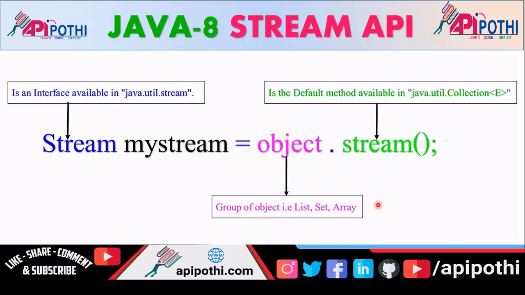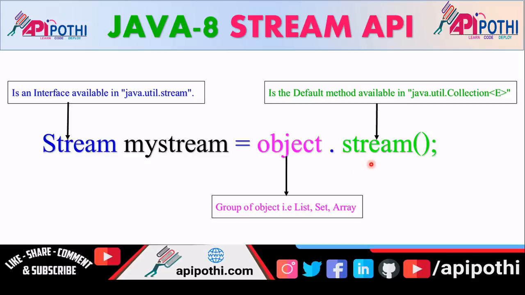Now, what is the basic structure when we are going to create the stream? First, we will get an object. The object is either list type, set type, array type, or non-array also, meaning that we can create the array explicitly. These kinds of objects hold some data, except map. Map.stream is not there. Now we got object.stream.